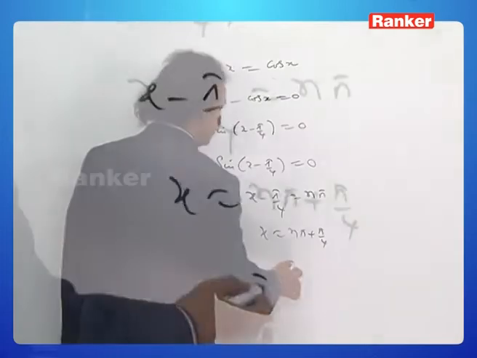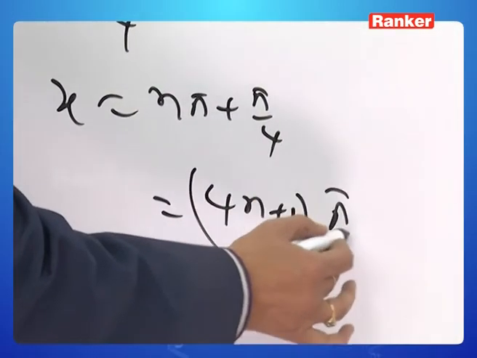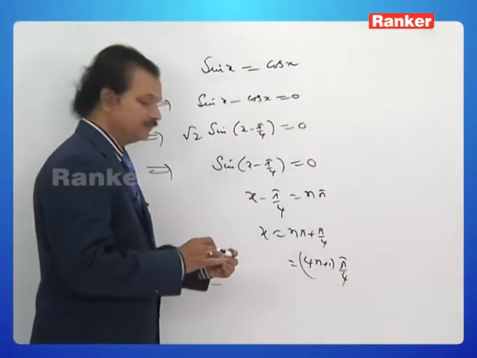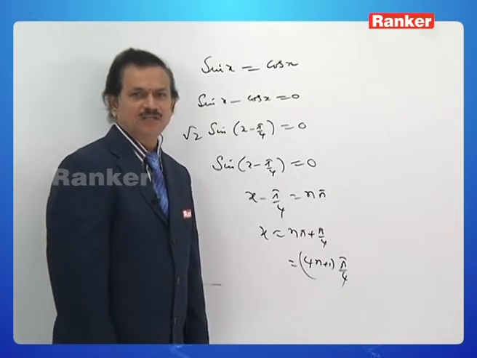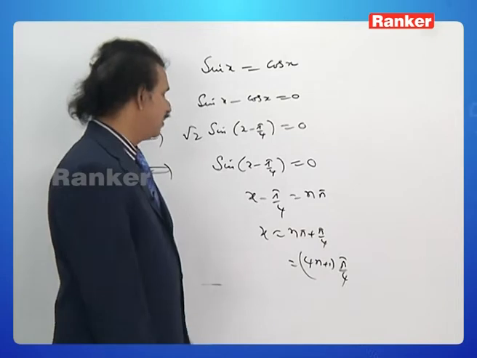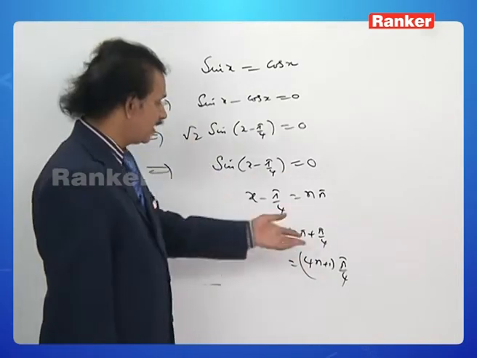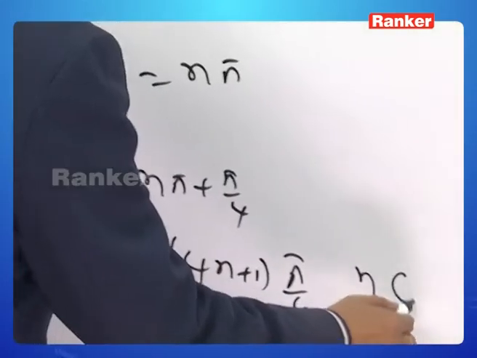This can also be taken as 4n plus 1 into pi by 4. I have just taken the LCM, that's all, nothing new in that. So when can sin x be equal to cos x? When and only when x is equal to 4n plus 1 into pi by 4 for all n belongs to Z.